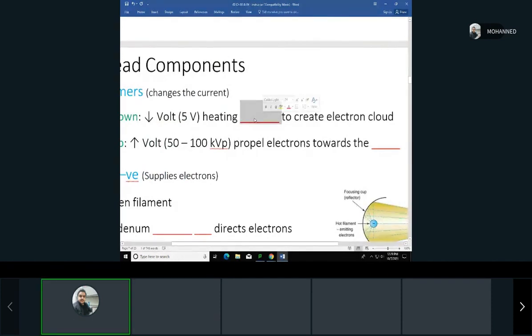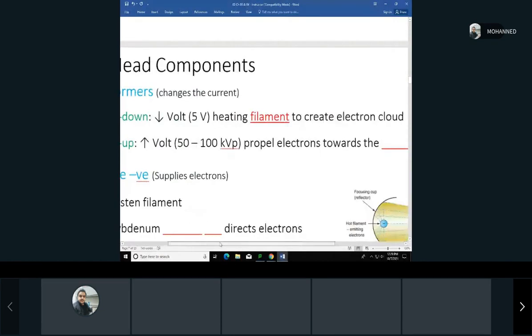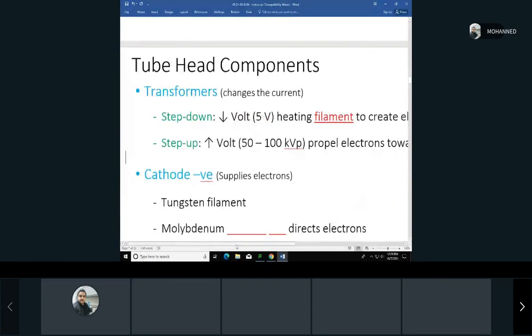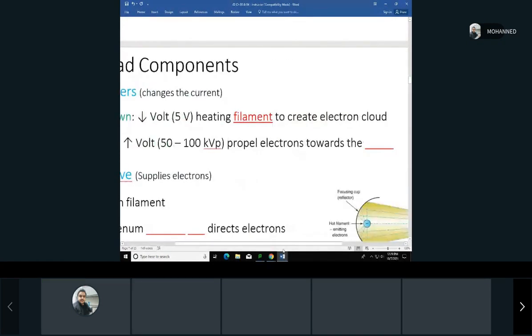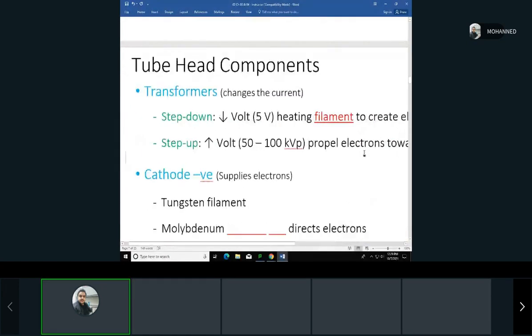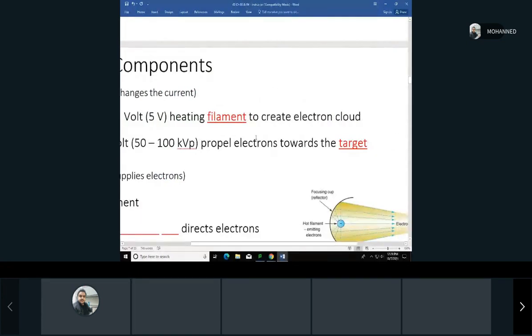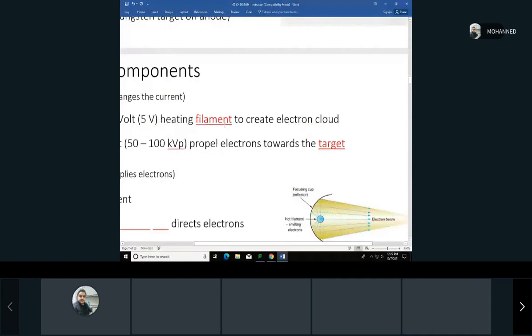Filament, right? It heats up the filament to create the electron cloud. And then we have a step-up transformer that raises the voltage all the way to kilovolts, which means 1,000. So when we say 50 kilovolts, that means 50,000 volts. That is a lot of voltage, right? And this would propel the electrons towards the anode. Same thing, no difference: the anode and the target are the same.